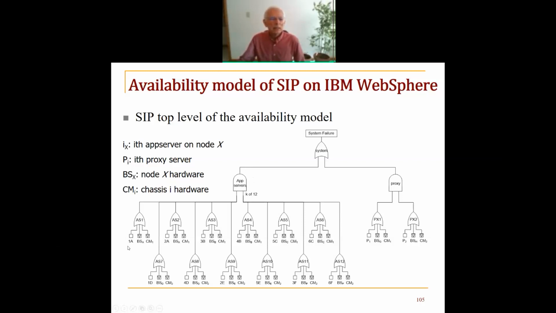Similarly here, there are 12 app servers, and we are making it more general rather than simply 7 out of 12. 7 of 12 meaning if seven app servers fail, then the system fails, because 6 are necessary for the system to work properly. But I have just made it K so that I can play with that K.